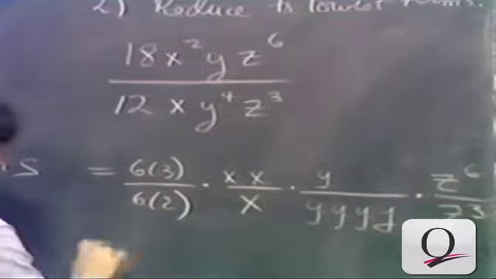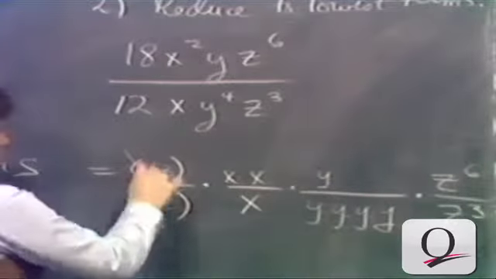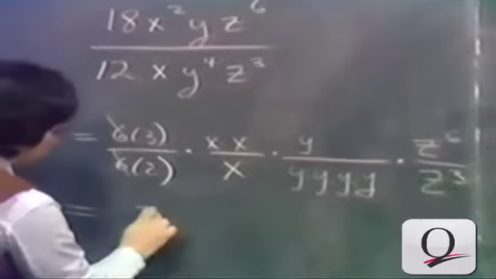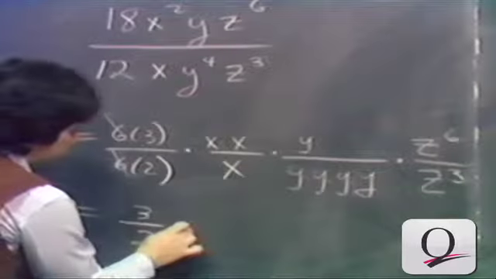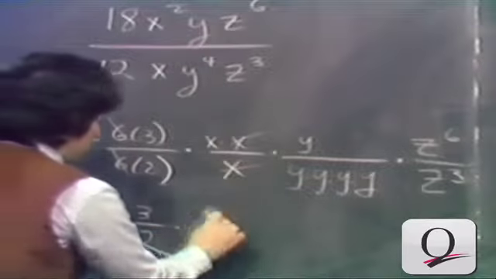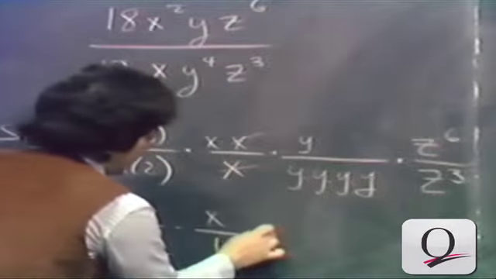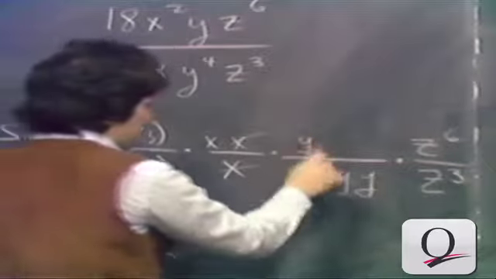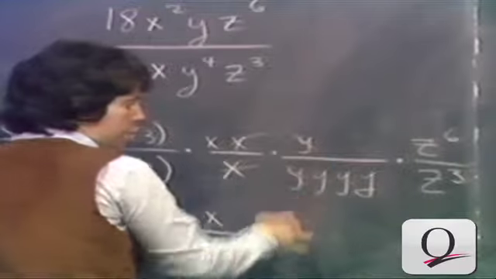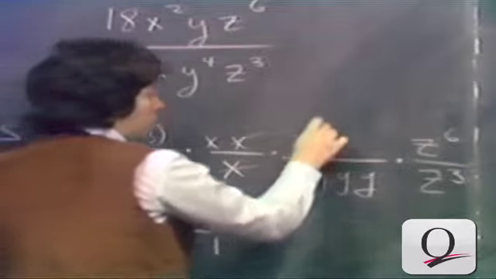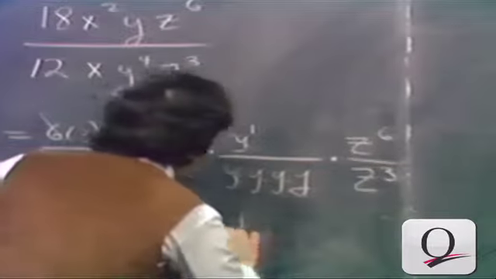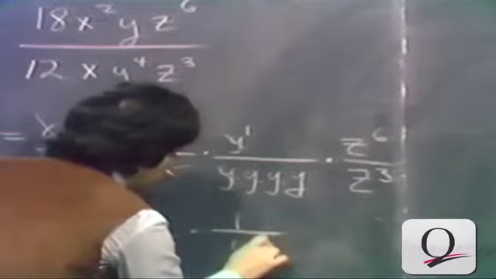Let's see what we have. Here, the 6's can be canceled. You're dividing top and bottom by 6, leaving us with 3 halves. Here, the x's can be canceled, leaving us with x over 1. Here, one of the y's can be canceled, when we're dividing top and bottom by y, so you divide y by y, you're left with 1 here. It's not a 0 up there. So it's 1 over y cubed.